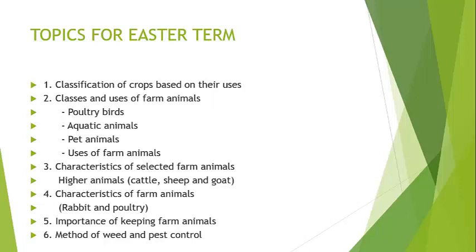Animals that work in the farm are also under the category of farm animals. They can be used to work on the farms. Examples of animals that can be used to work on the farms are goats, sheep, and cows. Now, all these animals have different characteristics. We want to consider them under three subheadings.